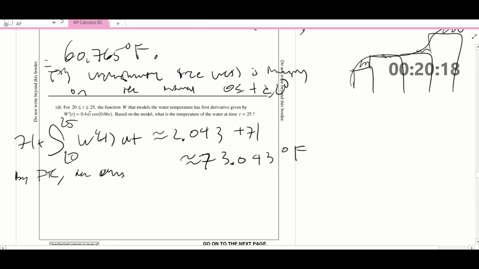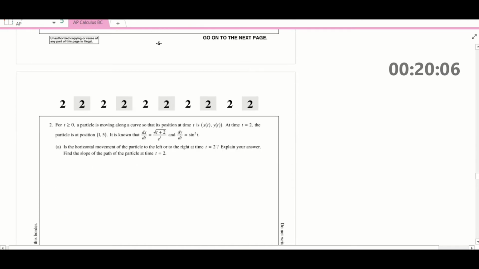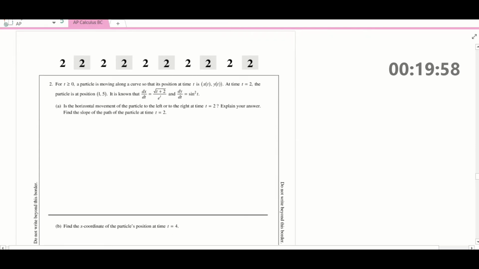Obviously, you need to write a little more, so we're going to say by FTC, the change in temperature is the integral from 20 to 25. Sorry, I didn't write this down because I'm not used to writing and speaking, but by speaking, I hope I can give you a general idea of what you should be writing down. I'll try my best to remember, but I was a little short on time.